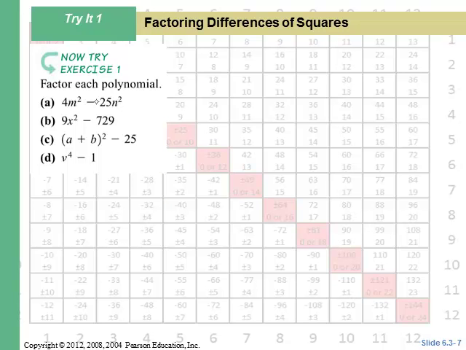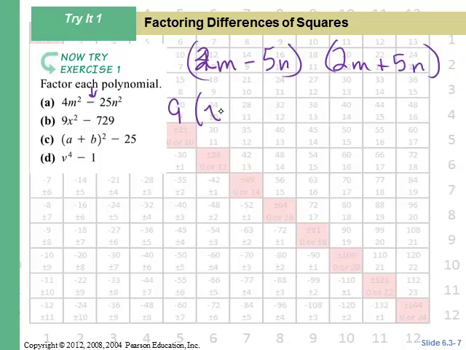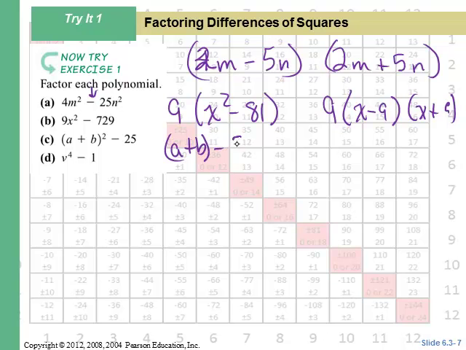Remember, it only works if this middle sign is a negative. So this would be 2m minus 5n, 2m plus 5n. Factor 9 out of this second one, we're left with x squared minus 81. So it's 9 times x minus 9, x plus 9. A plus b minus 5, a plus b plus 5 are the two factors here.